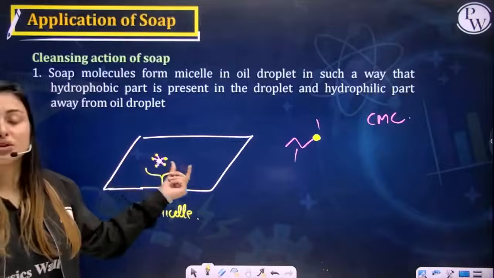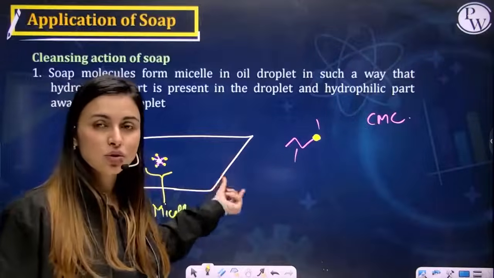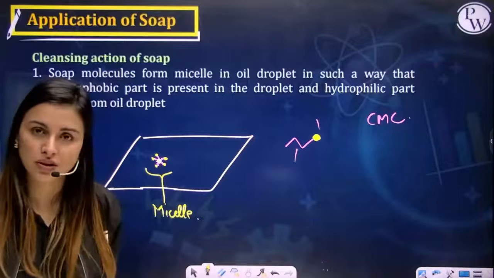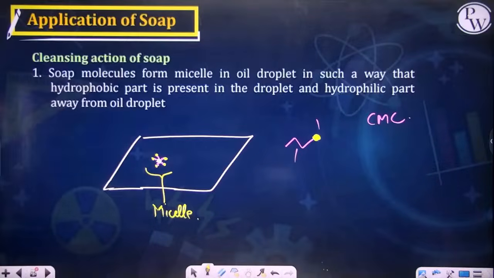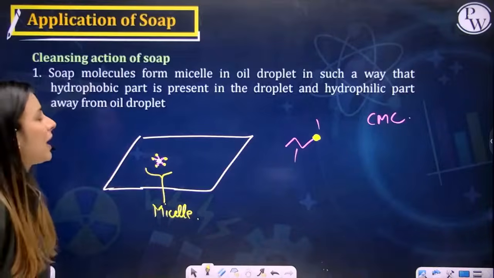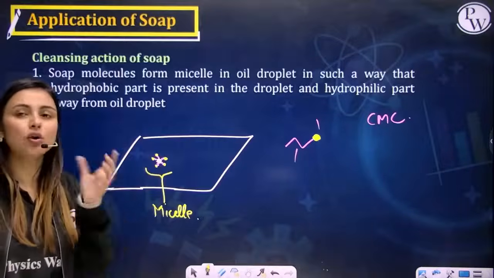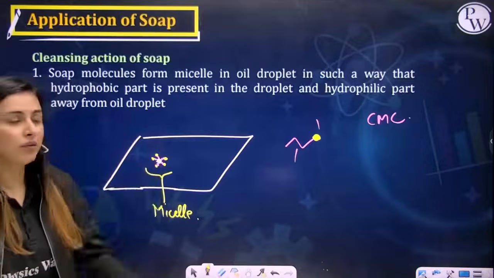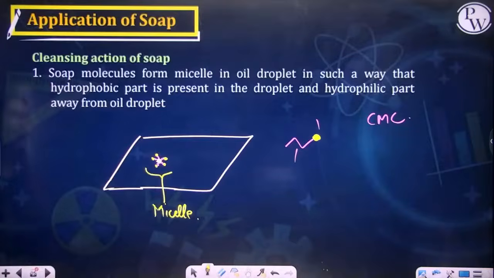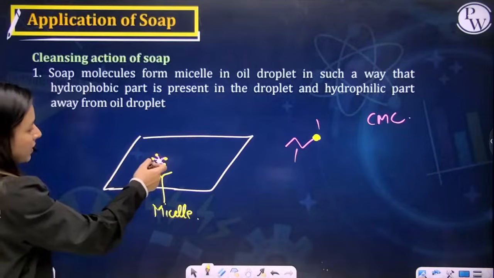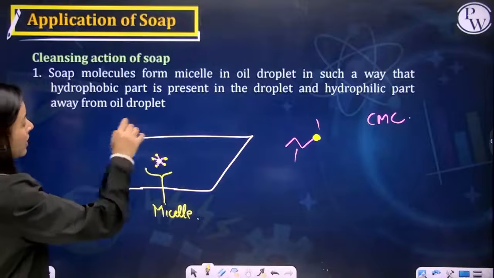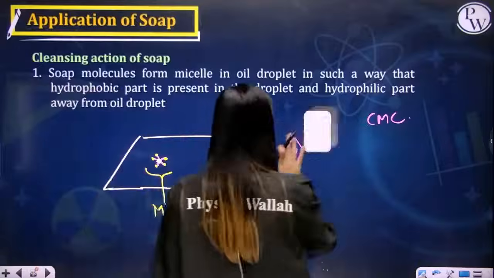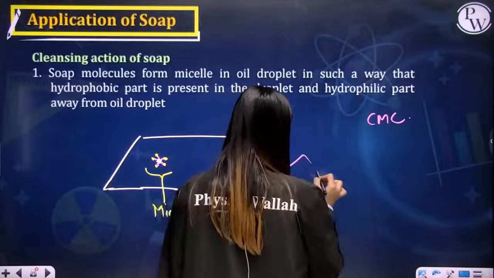So this is how a soap helps in cleansing, and this is how a micelle is formed at a critical micelle concentration. Let's read it: soap molecules form micelles in oil droplets. I have taken dust; let's take an oil droplet. The oil droplet itself will be hydrophobic, and the part outside it will be hydrophilic, in such a way that the hydrophobic part is present on the droplet, and the hydrophilic part is away from the oil droplet. Then you rub it, and you get your oil droplet out.